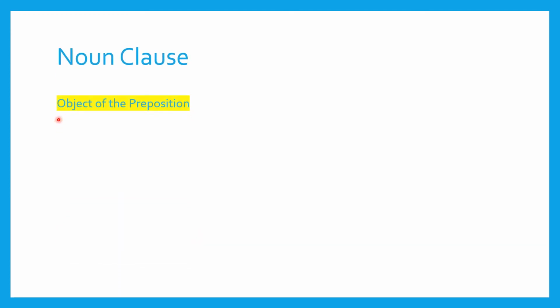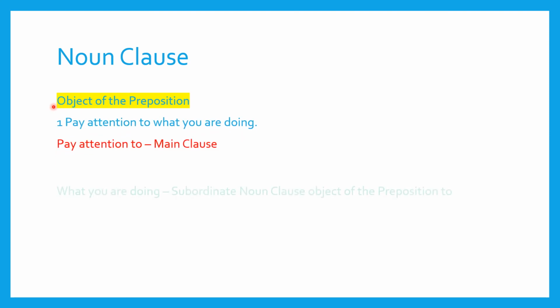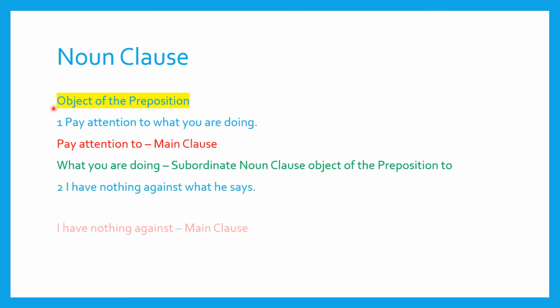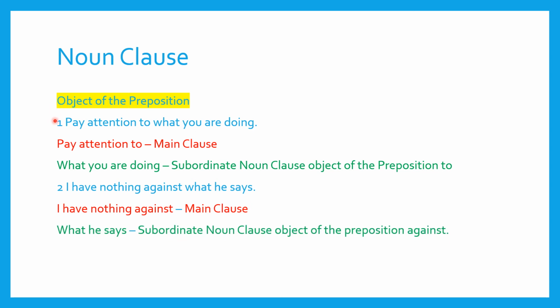Noun clause, object of the preposition. A noun clause can also be object of the preposition. Look at the following example: pay attention to what you are doing. We have to identify the main clause and the subordinate clause. You identify first the subordinating conjunction. What is the subordinating conjunction here? What. We know subordinating conjunctions introduce subordinate clauses. So what you are doing is the subordinate clause. Pay attention to is the main clause.